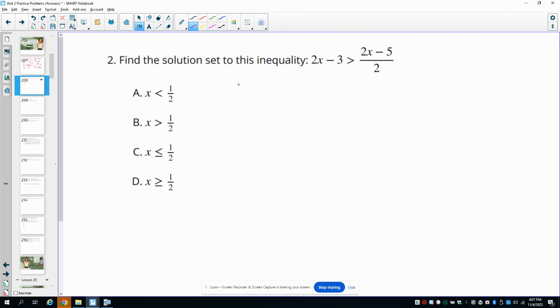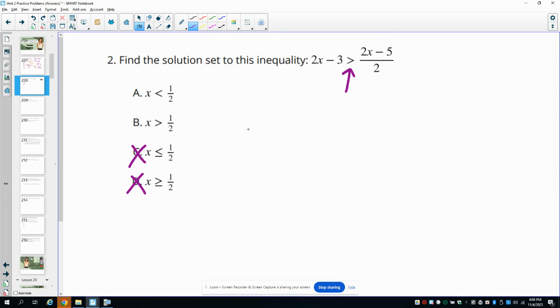Number 2 asks us to find the solution set to this inequality. So it's similar to the last one, just not specific values. So we could go ahead and solve this one. Actually, before we get started on this, take a look at this. This symbol does not have an equal sign with it, so we can rule out C and D right away. So then, since these two values are the same, either the x's are going to be less than a half or they're going to be bigger than a half.